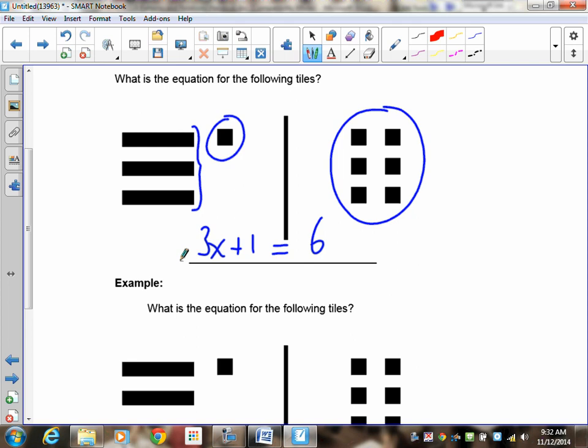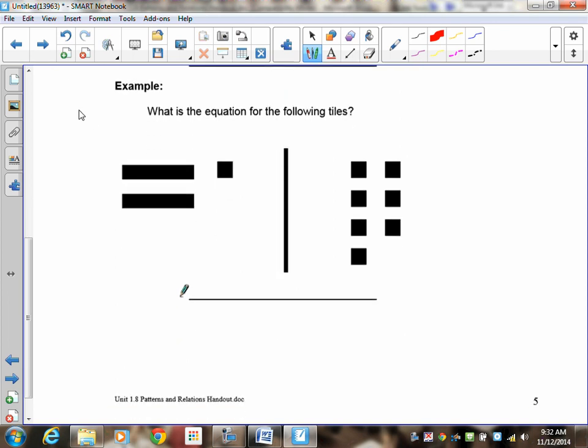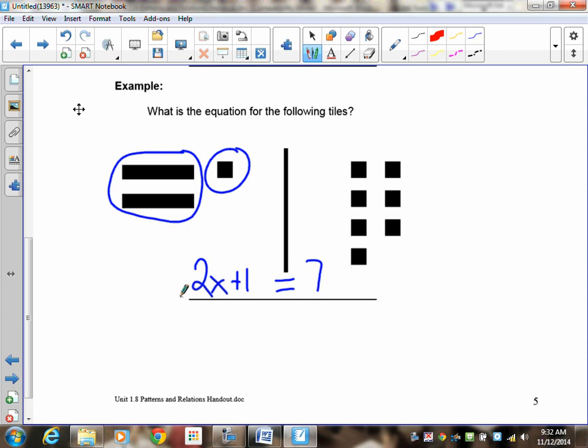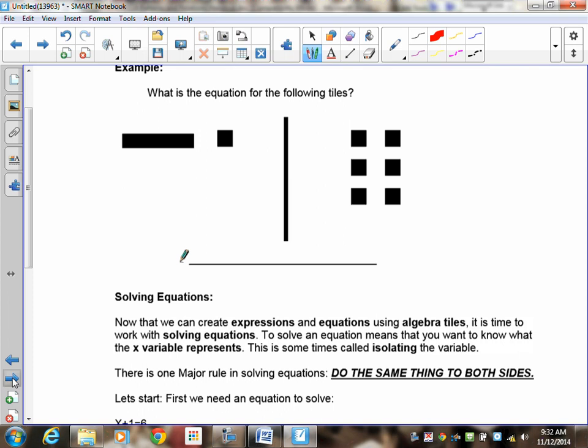Going down to the next one. Here I have 2x's, and I have plus 1 equals, and there's 7 over here. So that's 2x plus 1 is equal to 7. If you have any questions or you're confused in any way, back it up, look at it again. What about the following? Well, here I have x plus 1, and here I have 6. And of course, this is your equal sign.